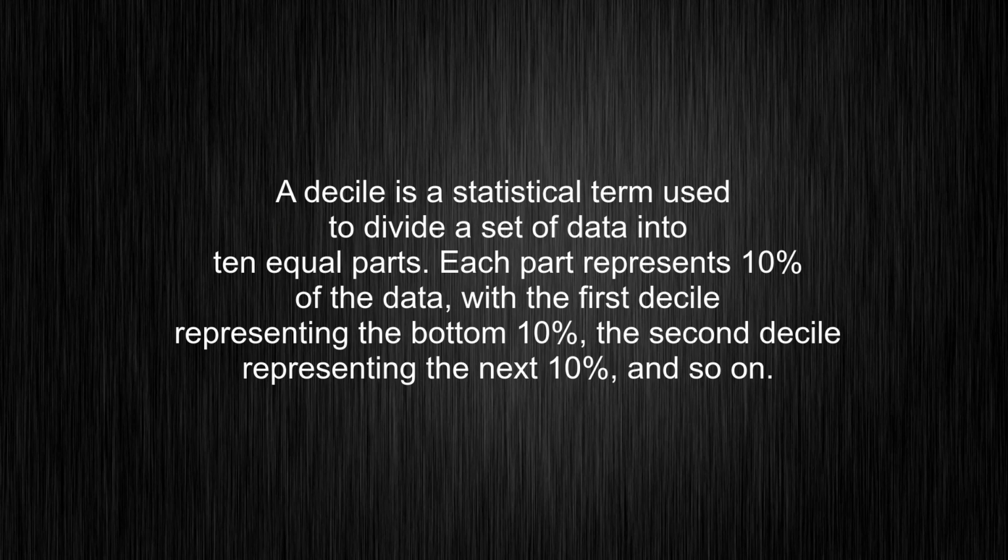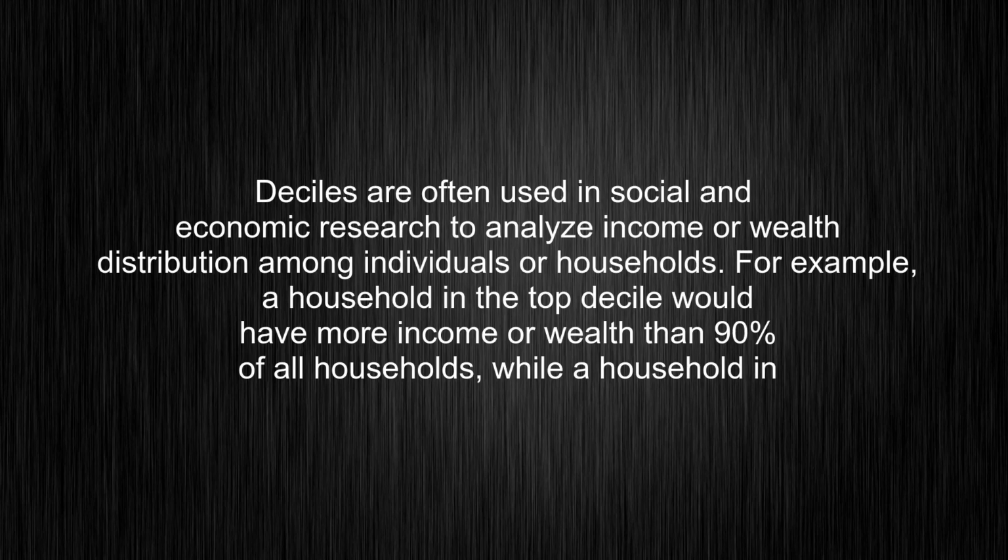A decile is a statistical term used to divide a set of data into 10 equal parts. Each part represents 10% of the data, with the first decile representing the bottom 10%, the second decile representing the next 10%, and so on.